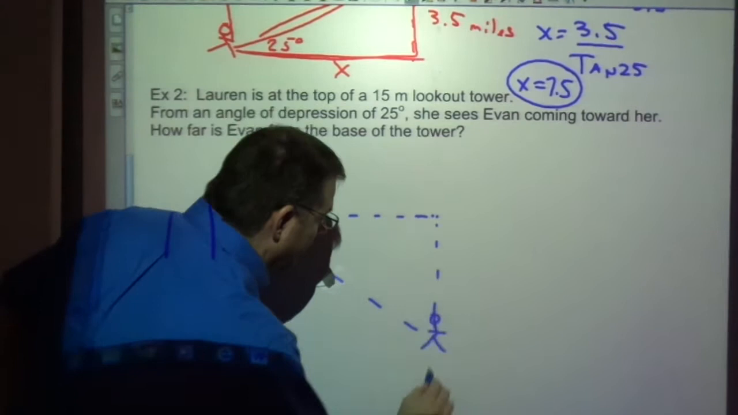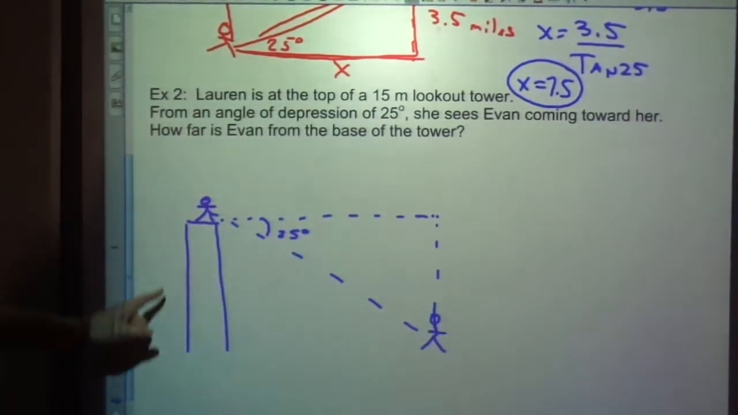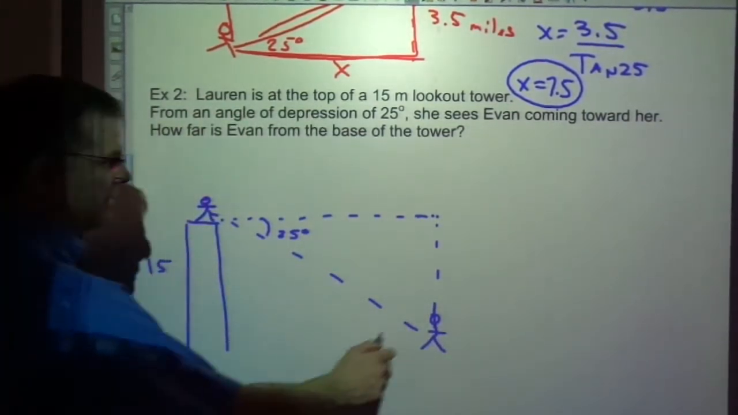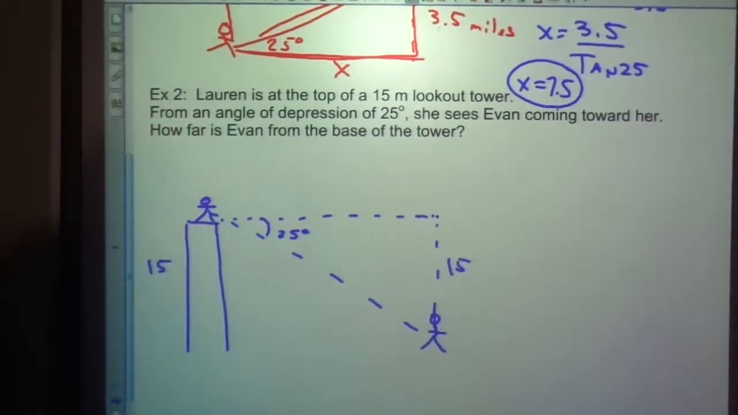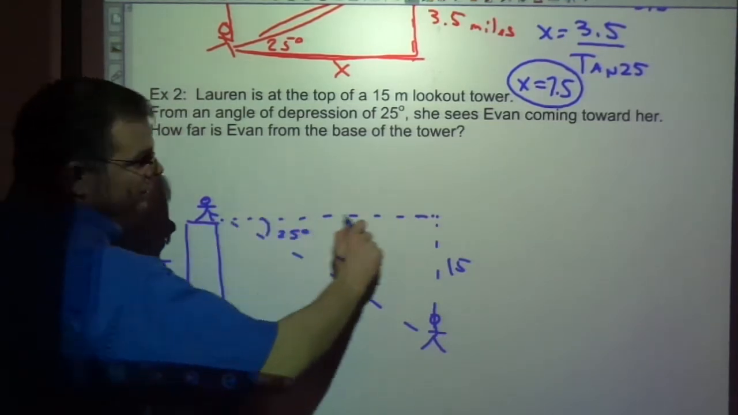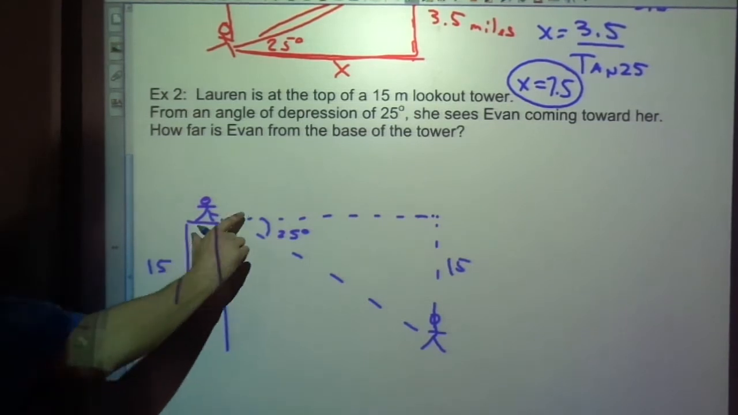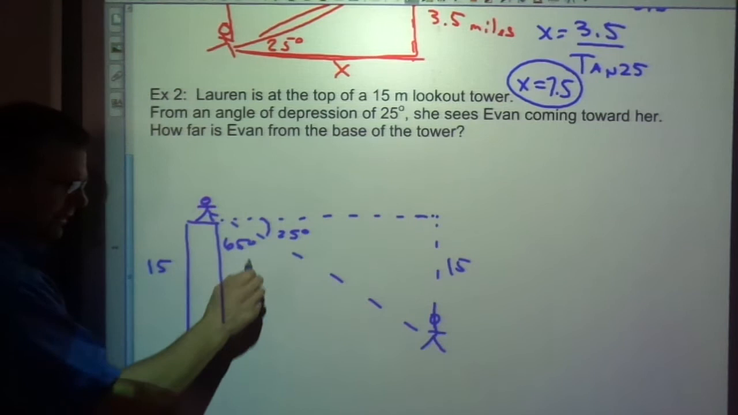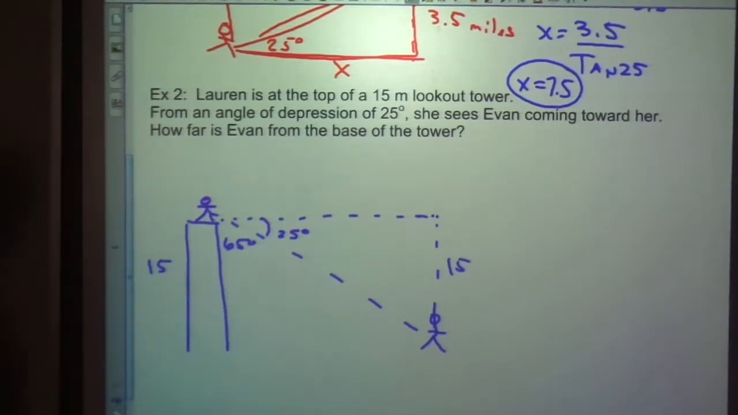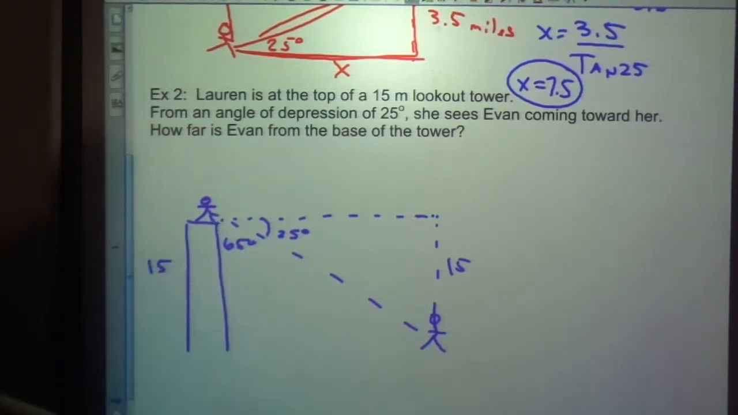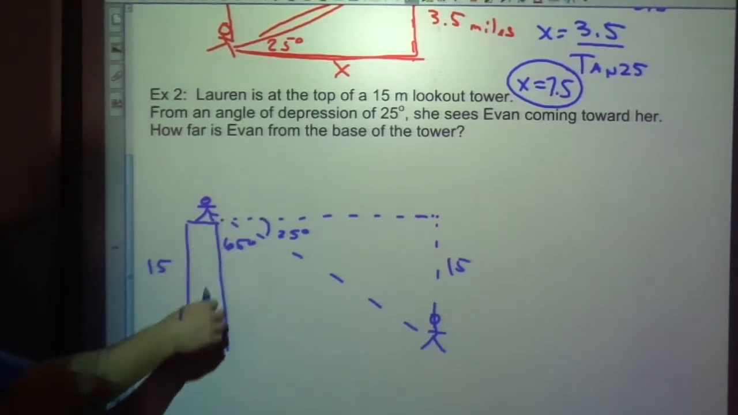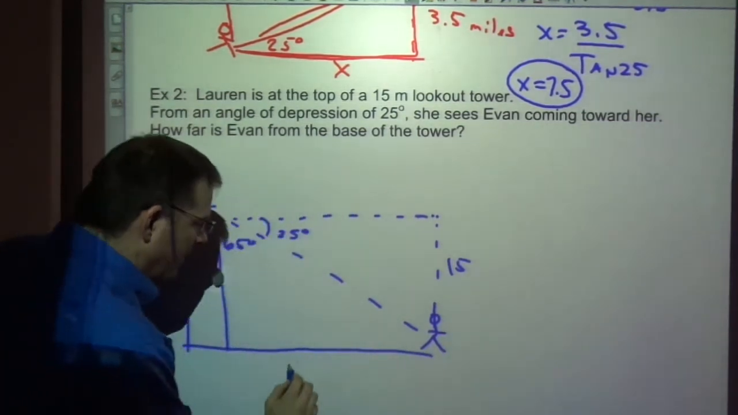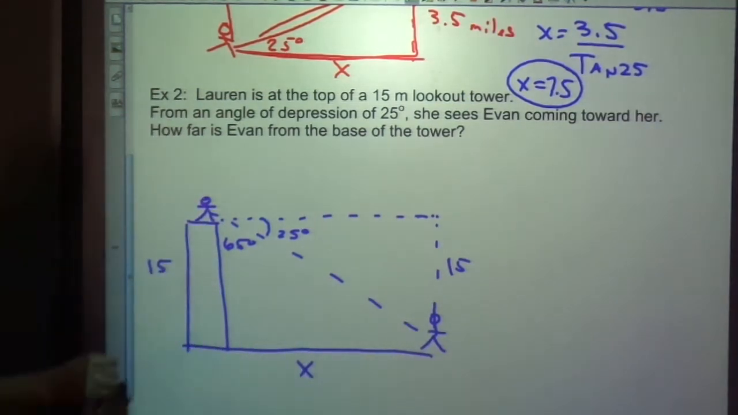So let's make our little triangle here. She's 15 meters high, which means this side of the triangle is 15. How far is Evan from the base of the tower? We could do this a couple different ways. We could look at this triangle, or we could subtract, because if you want this whole thing together, it is 90, so this would be 65 degrees. I'd probably prefer to do it that way. Let's make this 65 degrees, because together they make a right angle, and what we're trying to find is how far it is from Lauren's tower to Evan.